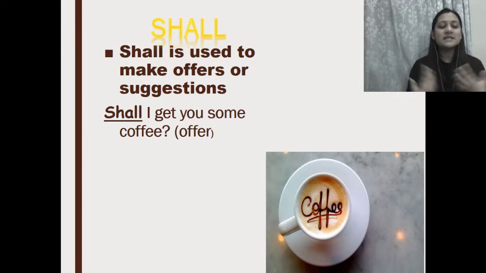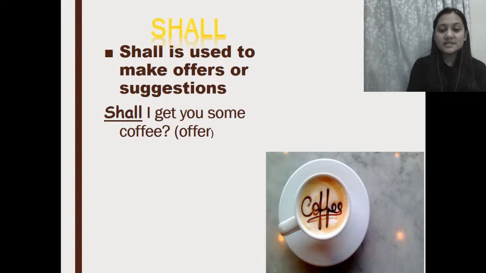So with time, English dictionary में बहुत सारे words होते हैं जो कुछ टाइम बाद उनको eliminate कर दिया जाता है because they are no longer in use, right? In the similar way, shall हम अभी तक तो use कर रहे हैं, but then we can omit it, right? Now, shall is used to make offers or suggestions, right?